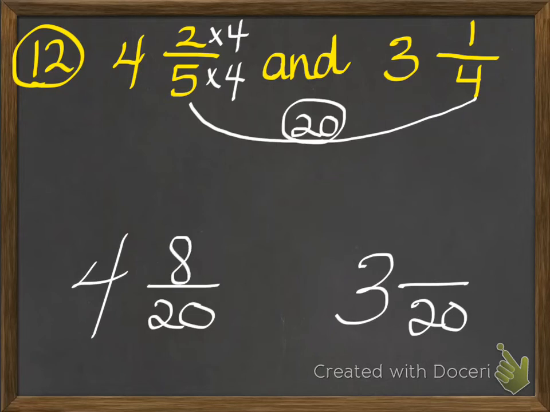And 1/4 over here, 3 and 1/4. To get the 4 to 20, I have to multiply it times 5. So I multiply the 1, the numerator, by 5. 5 times 1 is 5. Okay, so those are my new fractions.